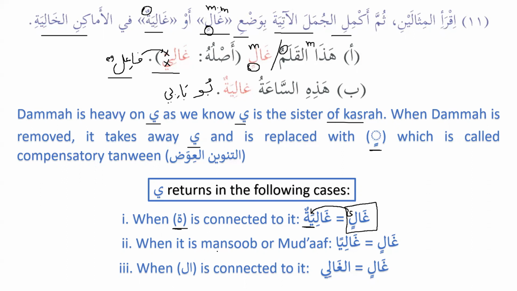The second condition is when the noun is mansub or when it is used as mudaf. These two conditions we know already. So when the noun is mansub or it is used as mudaf, then the ya comes back. And the next condition is when al is added to that, and then also ya comes back. And in this lesson, our focus is only to see that when ya comes back is only the case when ta marbuta is added to that.